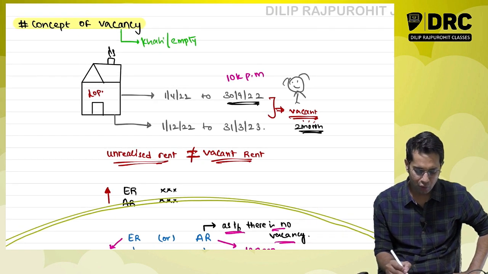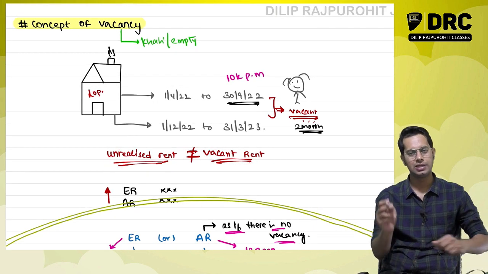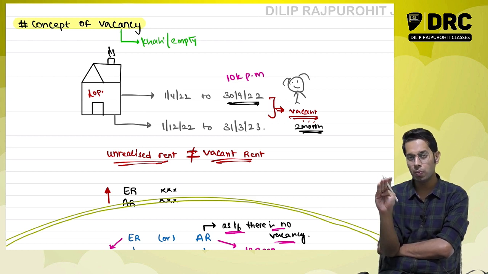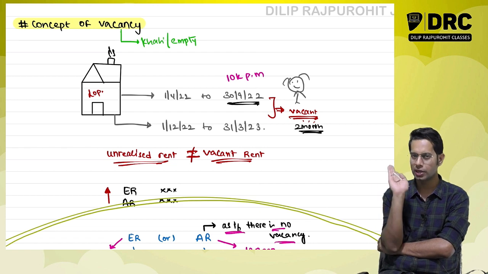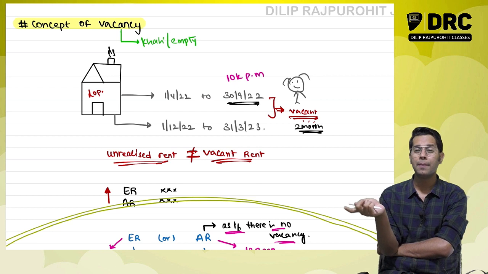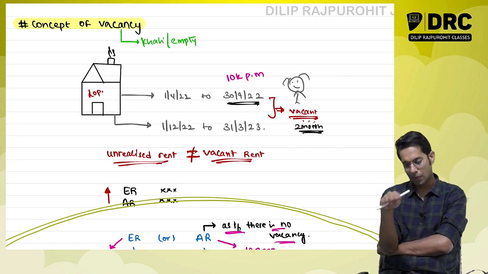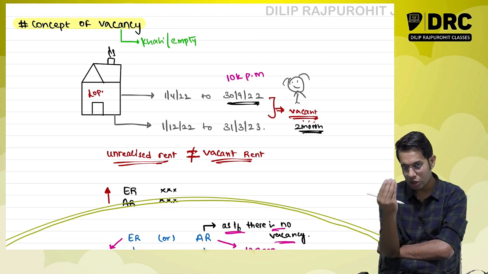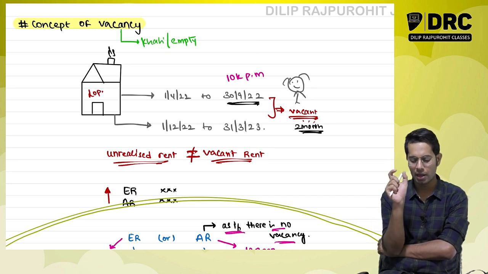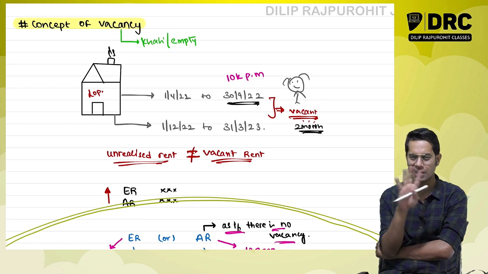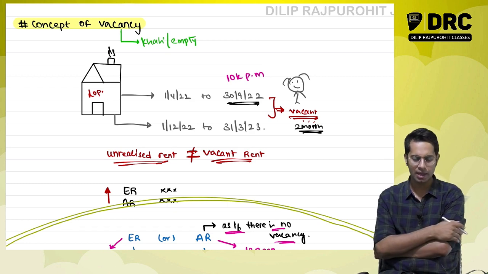Now, please note, vacancy does not mean unrealized rent. Vacancy means there was no person who occupied the property. The property was unoccupied. It was not occupied by anyone. Whereas unrealized rent means the property was occupied by a person and he did not pay me the rent for that particular period. That will be called unrealized rent. Unrealized rent does not mean it is vacancy period rent.